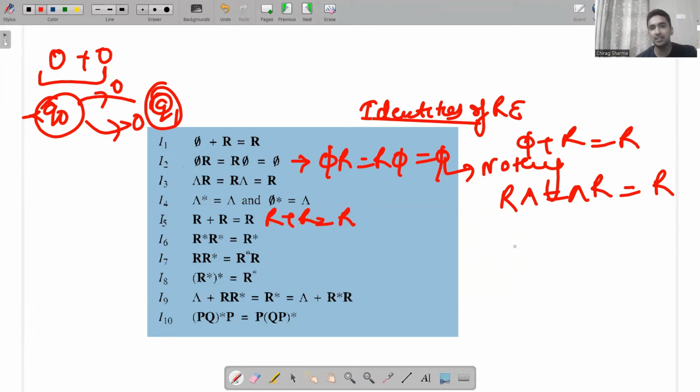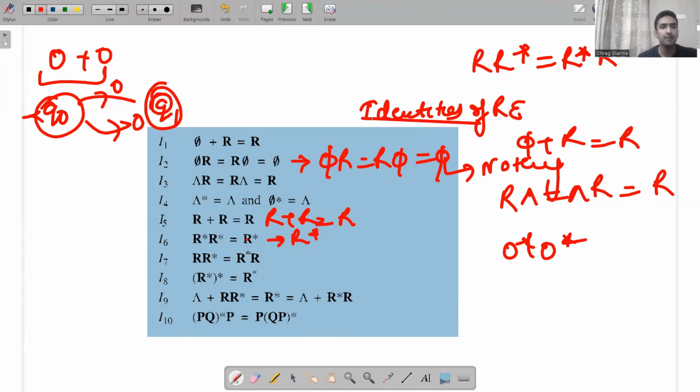Now I'm writing 0 star, 0 star. What do you mean by that? Any number of zeros. So even if I just write a single 0 star, the meaning is the same. So r star r star is actually r star only. Similarly, if I'm writing r star, you can always invert it. It can be r star r, meaning any number of ones with 1 is 1 star 1 only.